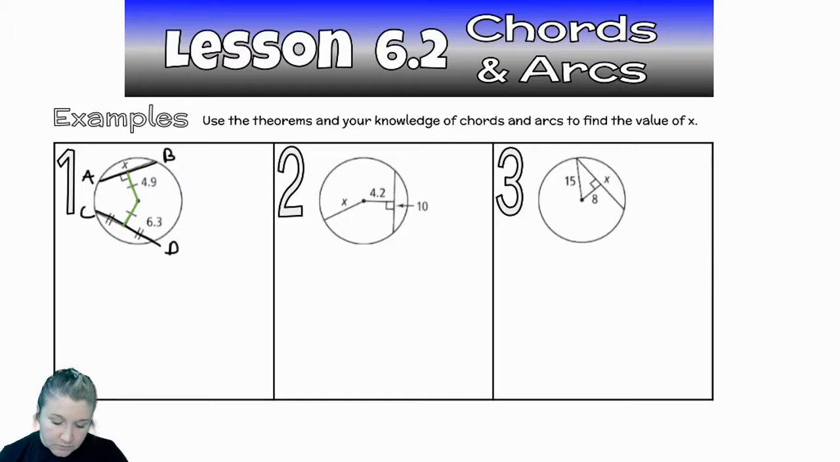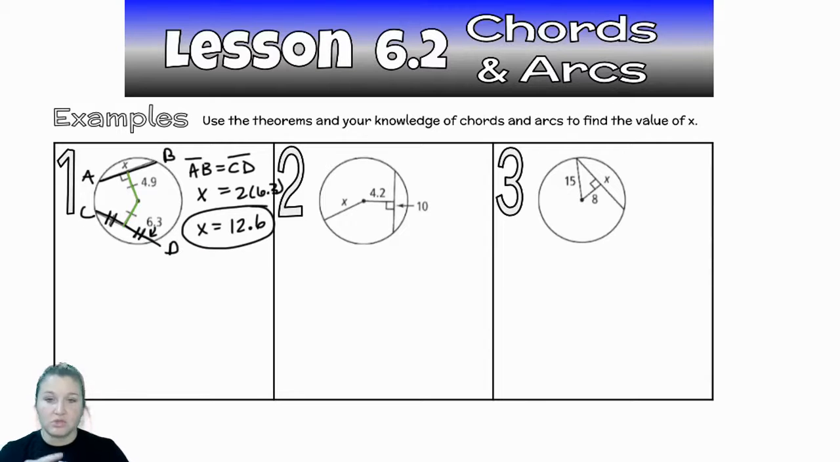So if AB is equal to CD, and I know AB is X and CD is 2 times 6.3. So 6.3 is referring to this part. These are equal parts here, so it's 2 times that. So X is going to be equal to 12.6, because those two chords are congruent, they're the same, and I know that one of them is 12.6, so the other one has to be 12.6.